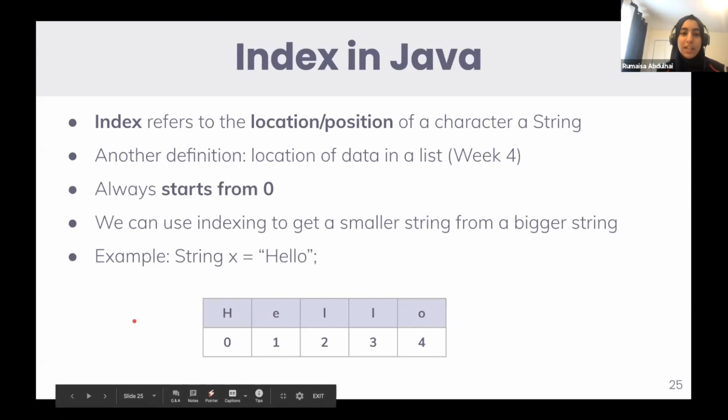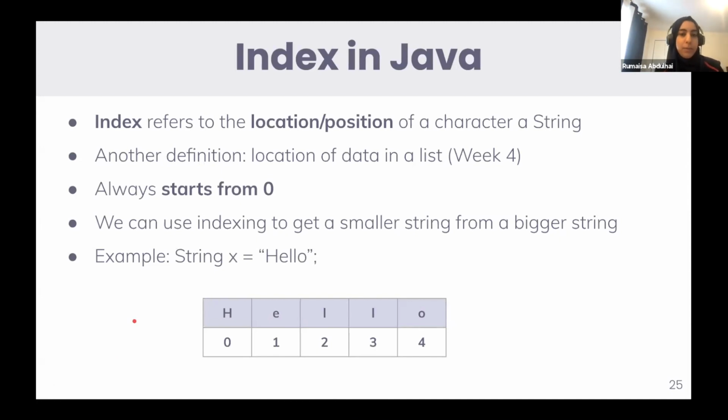So before we get into the methods, we're going to just talk about index. We talked about it last week in week 4. So index is the location or the position of a character in a string. In arrays, it is the location of a data in a list. So if you have a list of names, the location of a specific name in a list. But in strings, it's referring to the position of a character.